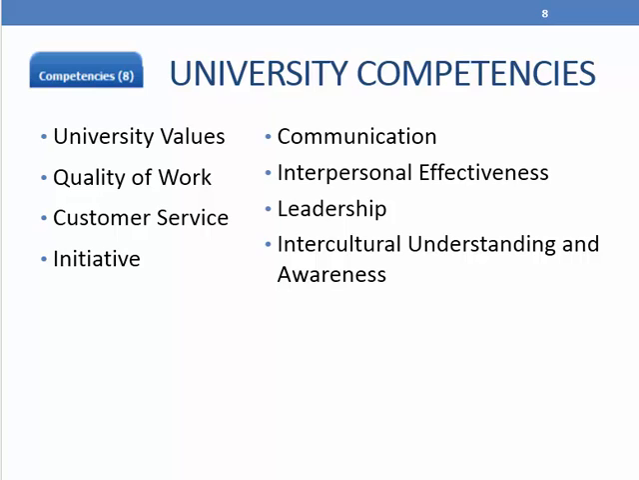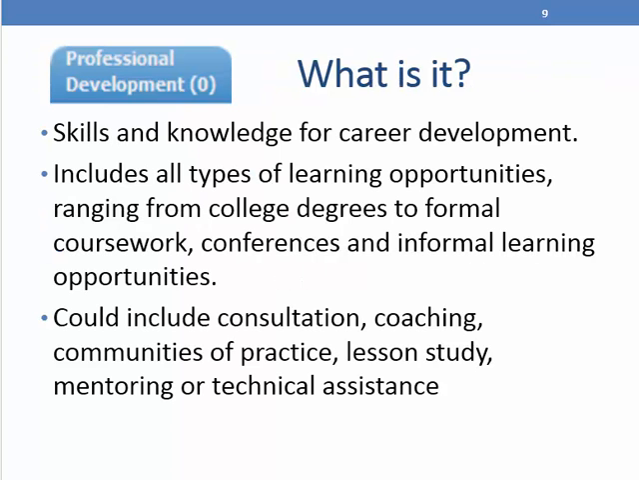The third component are university competencies. Here's the list of university competencies that have been developed by the senior management team. A complete description of each competency is provided as you work through the system. Also, there's a full list with the description available on HRO's website. And the fourth component is your professional development plan. Professional development plan identifies what skills and knowledge you think is needed for your career development. Each year, this is a blank slate. You will need to develop your own plan, but you can use your supervisor as a resource.